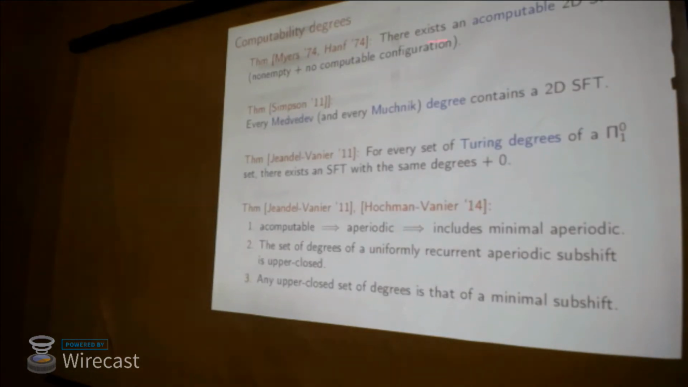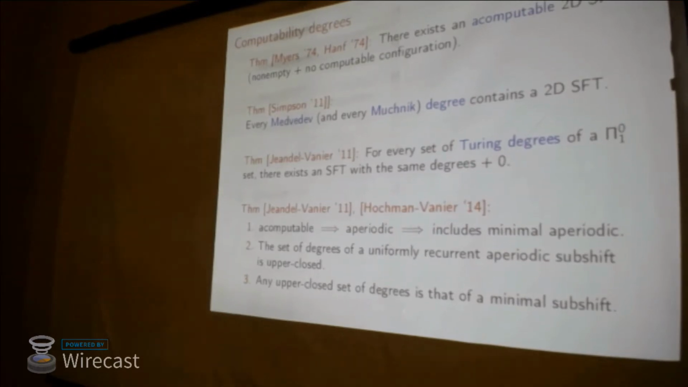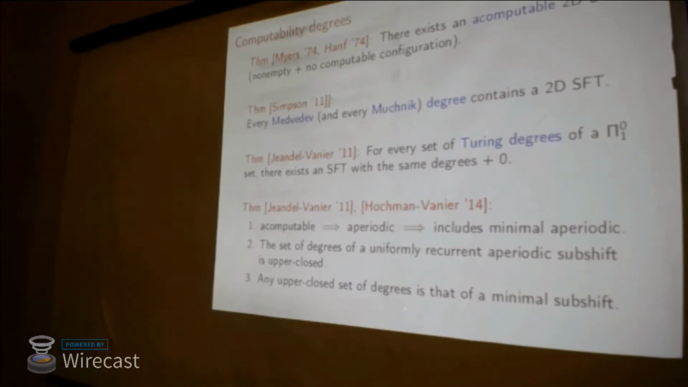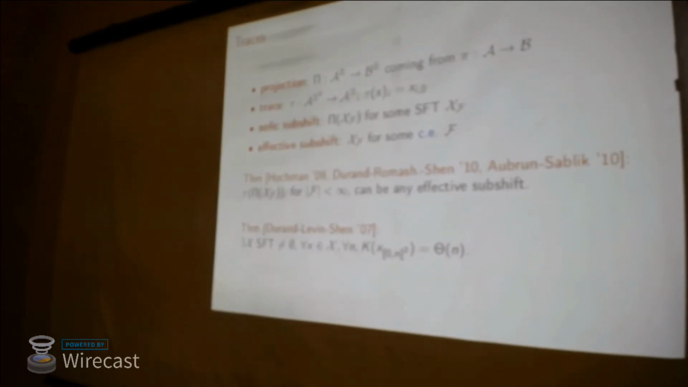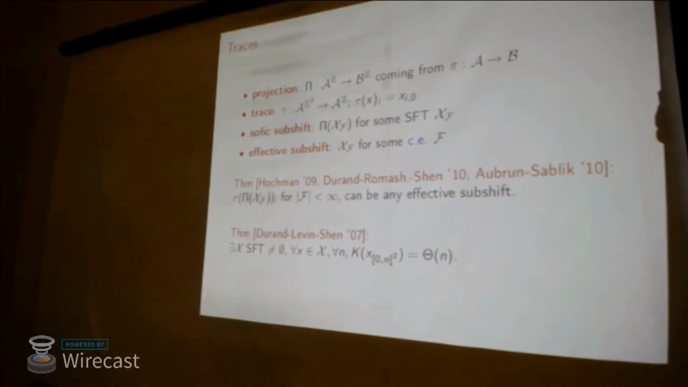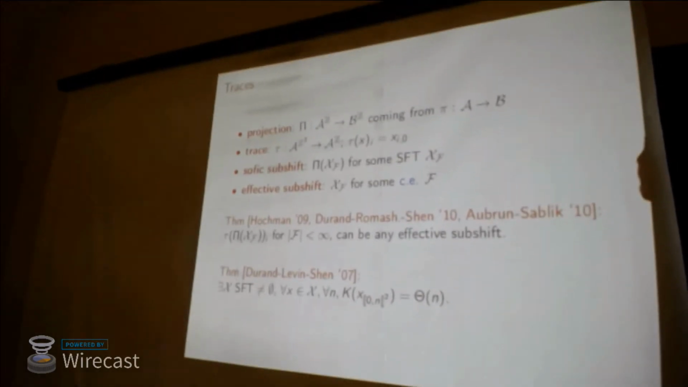There are also characterizations of Medvedev and Muchnik degrees and sets of Turing degrees that you can find in SFT, but this requires some definitions, and maybe I won't spend too much time, so if you have questions on this, I can come back later. I just wanted to say something about how to interpret computation of subshifts of finite type.